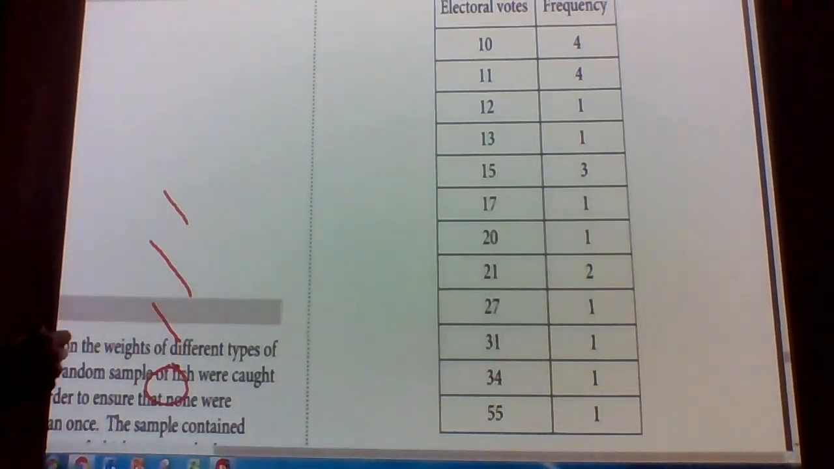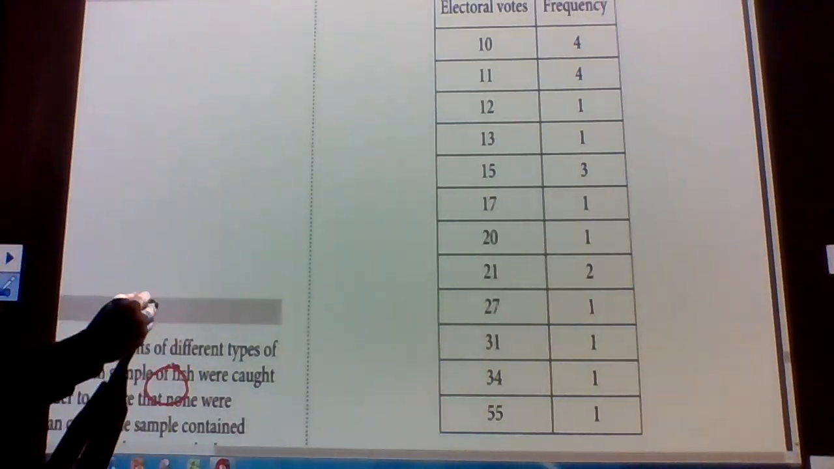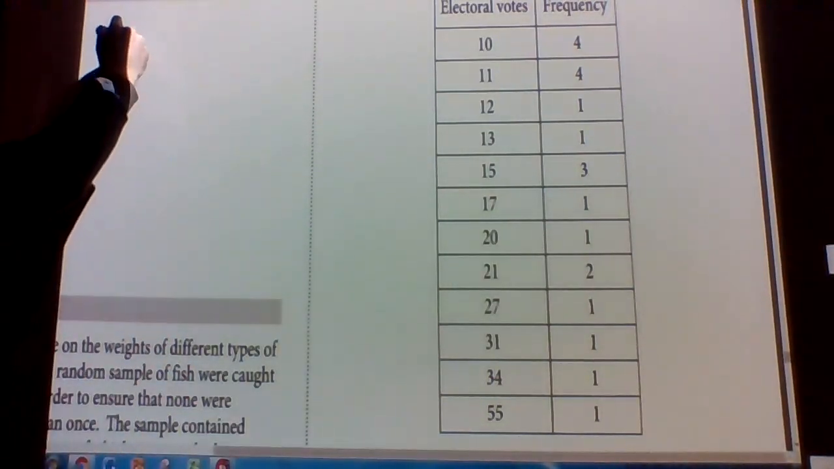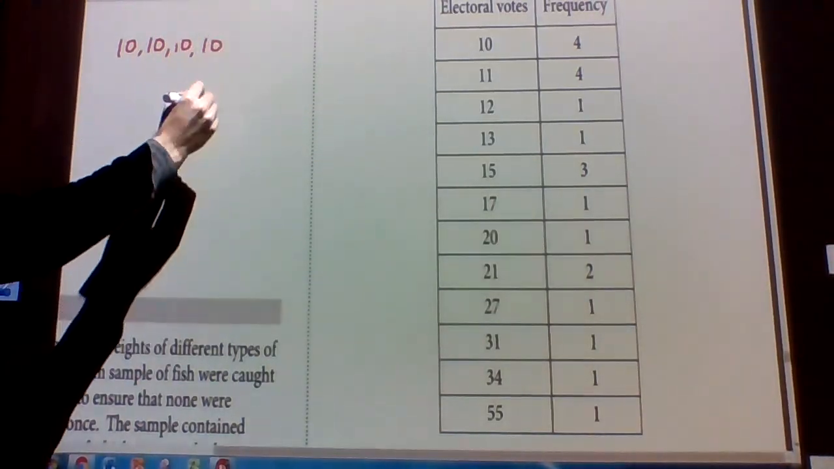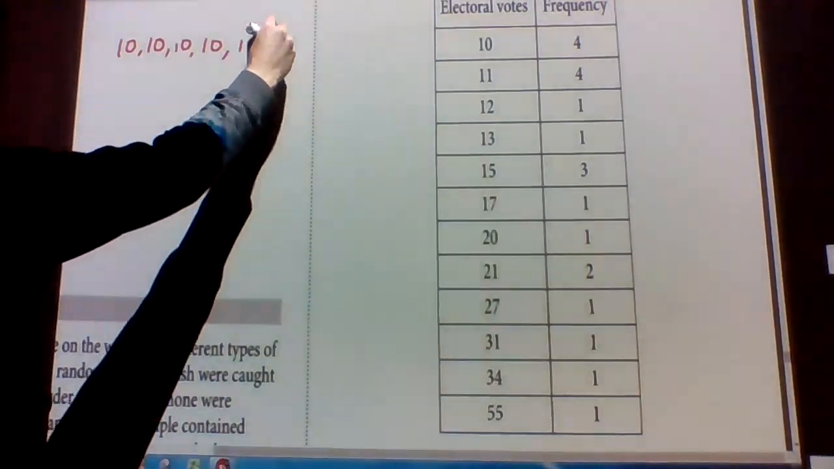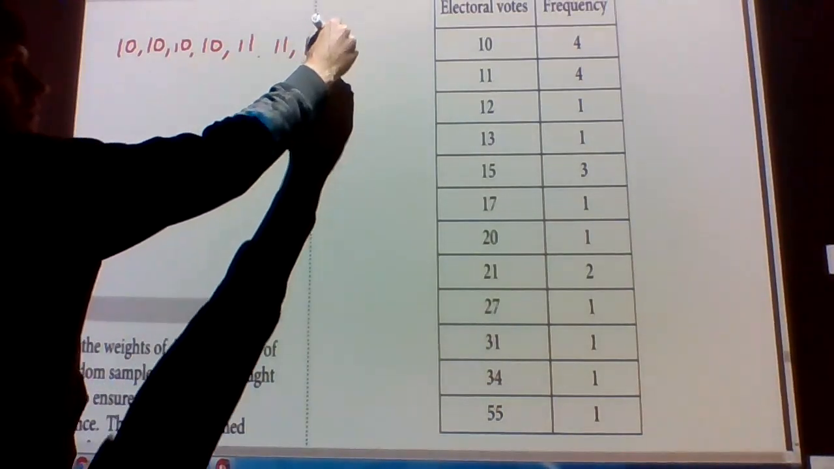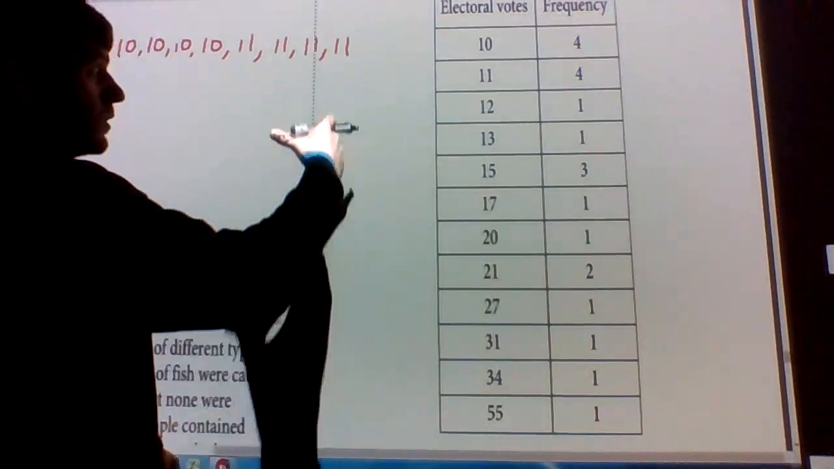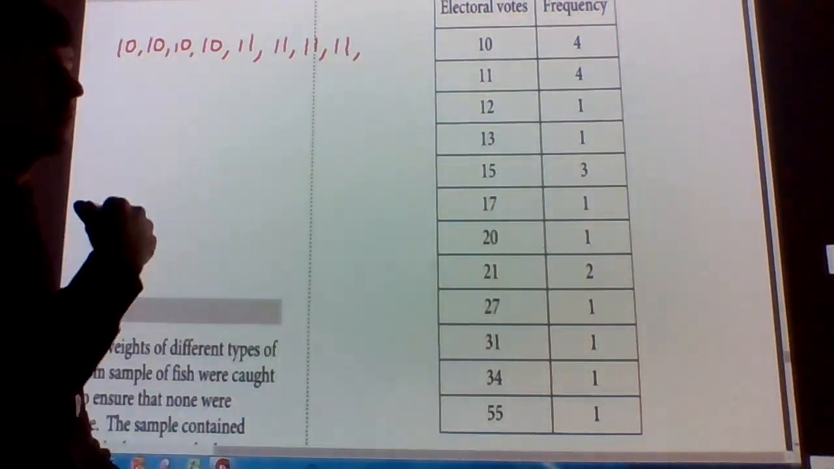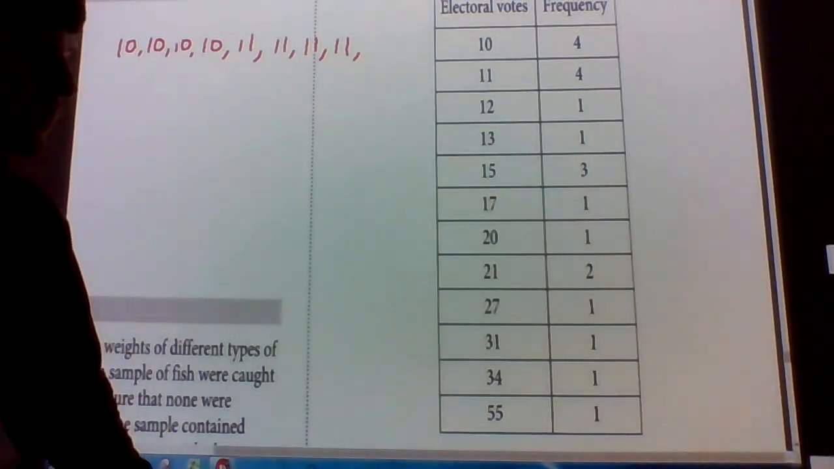Okay, so if we were to list all of these out, you know, we'd have 10, 10, 10, and 10. We'd have 11, 11, 11, and 11. Right, 4 times. 10 4 times, 11 4 times. We'd have 12 once. Right, so you could list all those out. That's fine. I'm just going to go in order here.